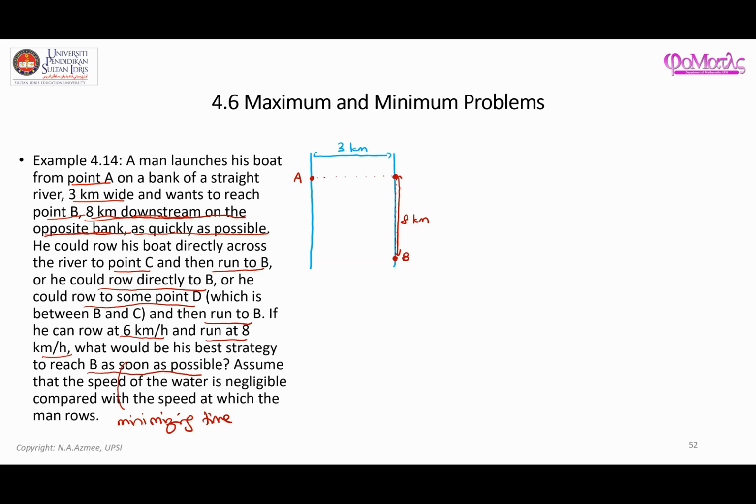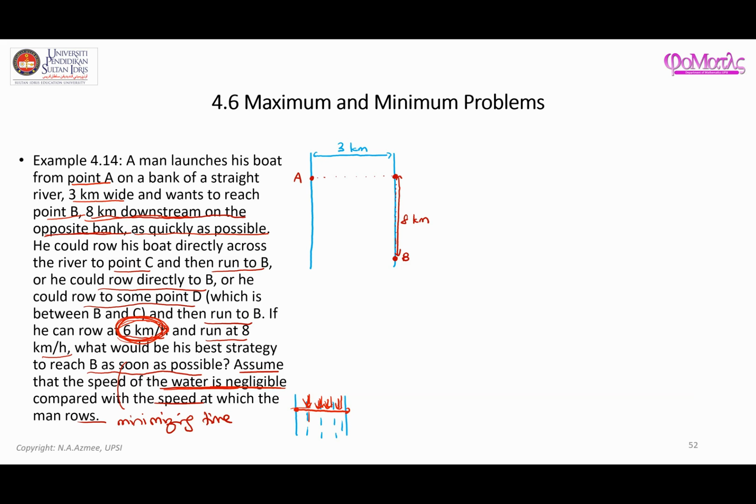Okay, so assume that the speed of the water is negligible compared with the speed at which the man rows. Now what it means is, if you have a river and there is a current going in this direction downstream, and a person tries to row the boat across this river, the current will act on it, and the speed of it will be affected. It cannot be 6 km per hour because the speed will be affected by the current of the river. But when it says to assume the speed of the water is negligible, that means the current has no effect on the speed of rowing. That means the speed of rowing is maintained at 6 km per hour as it says here in this example. So there is no effect of the current here.